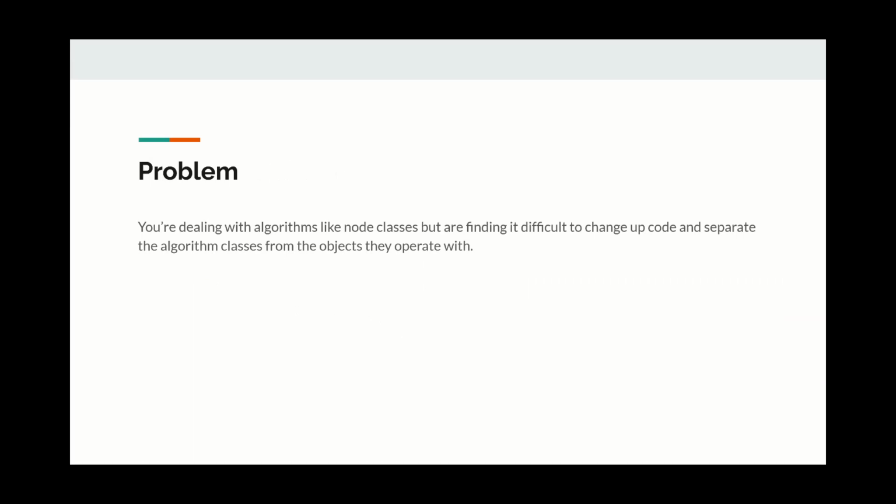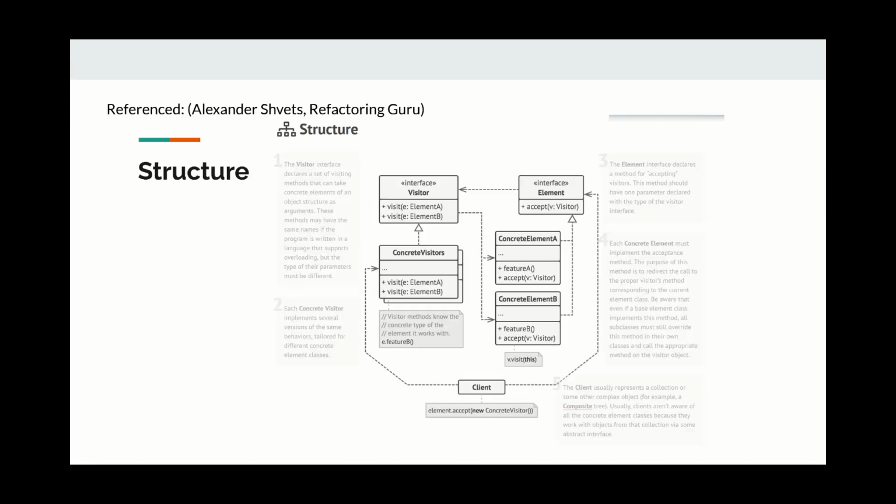So the problem would be you're dealing with algorithms like node classes, but are finding it difficult to change up code and separate the algorithmic classes from the objects they operate with. Solution: you make the objects act as a visitor to these classes.